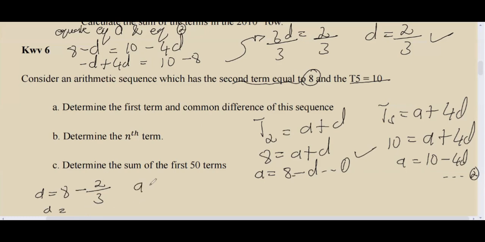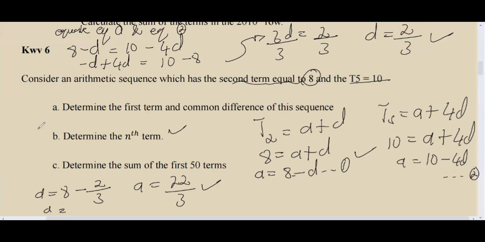So this would give us A is equal to 22 over 3. Right. And that's how you solve this, guys. That's exactly how you were supposed to solve it. So now that we have A and D, A is 22 over 3 and D is 2 over 3. Now they're saying determine the nth term.